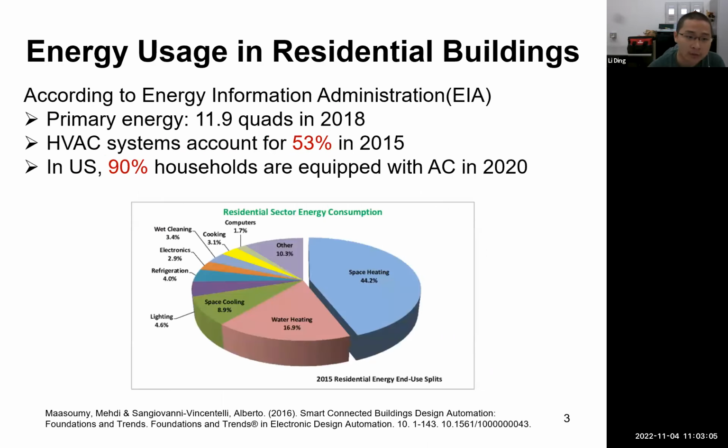First is the full picture of the energy use in residential buildings. Primary energy is around 12 watts. And you can see HVAC systems account for over half. And in the US, nearly 90% of households are equipped with AC.